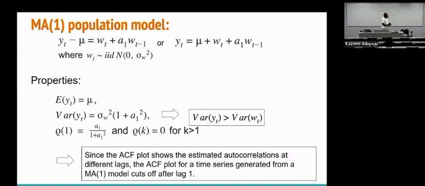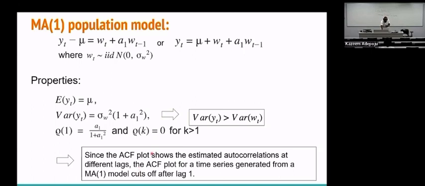Now take a look at this. It means if I want to identify whether a model is an MA1, because we can have MA1, MA2, MA3, if I want to identify within the class of the MA model, I'm going to use ACF plots, because the ACF plot for a time series generated from MA1 cuts off after lag 1. That was what you see here.